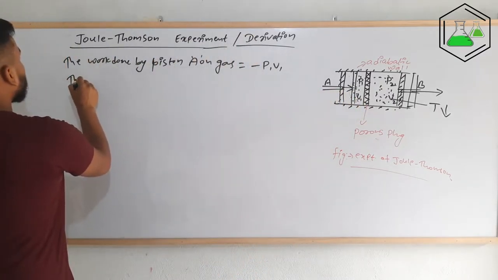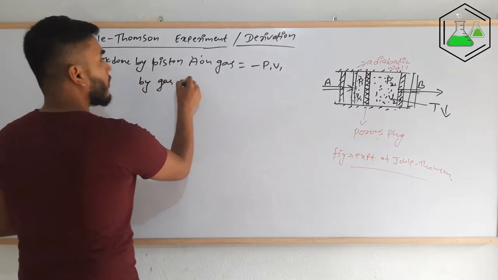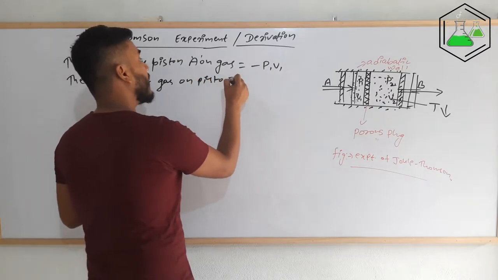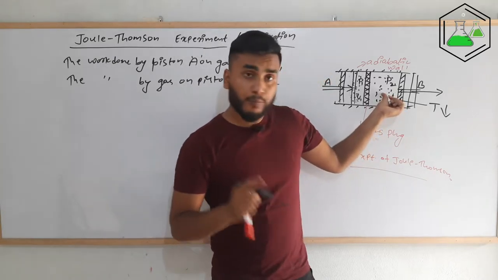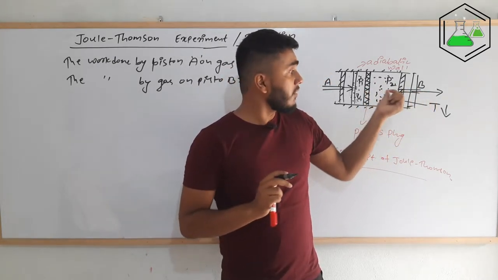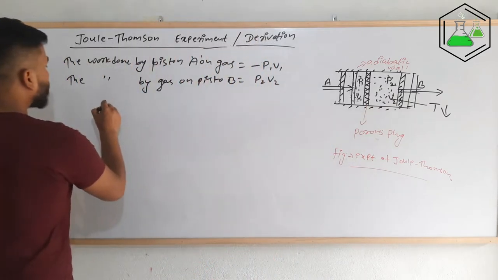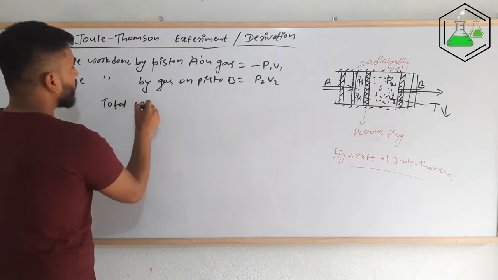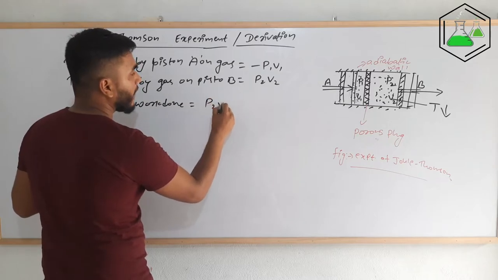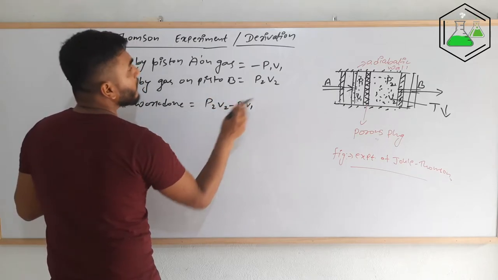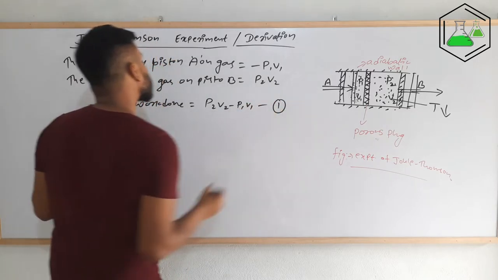Similarly, the work done by gas on piston B will be equal to P2V2. Here we can see over here, this gas is pushing the piston outward. That means this gas is doing the work done. That's why it is positive. Now, total work done will be equal to how much? Yes, you are correct. P2V2 minus P1V1. The sum of these two values is the total work done. Let's consider it to be equation number 1.